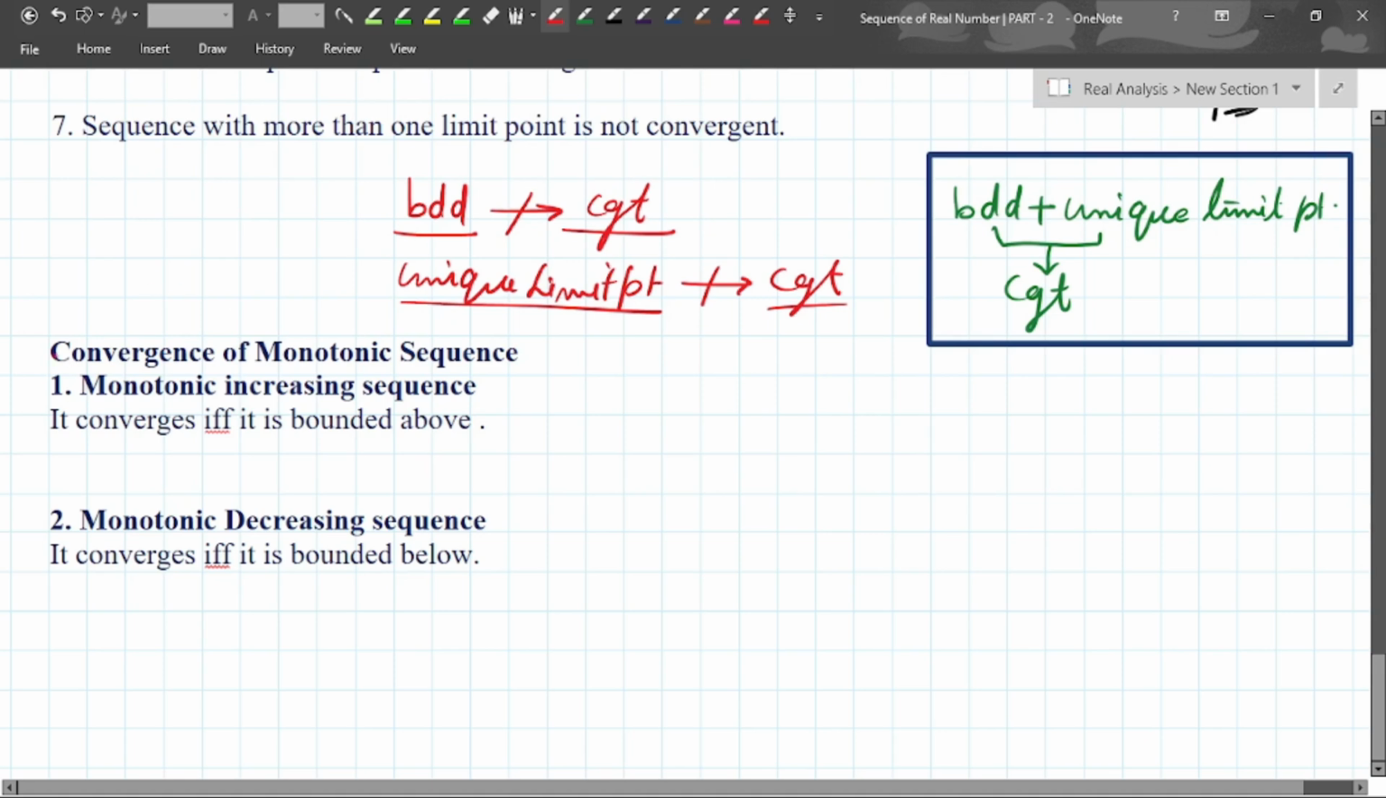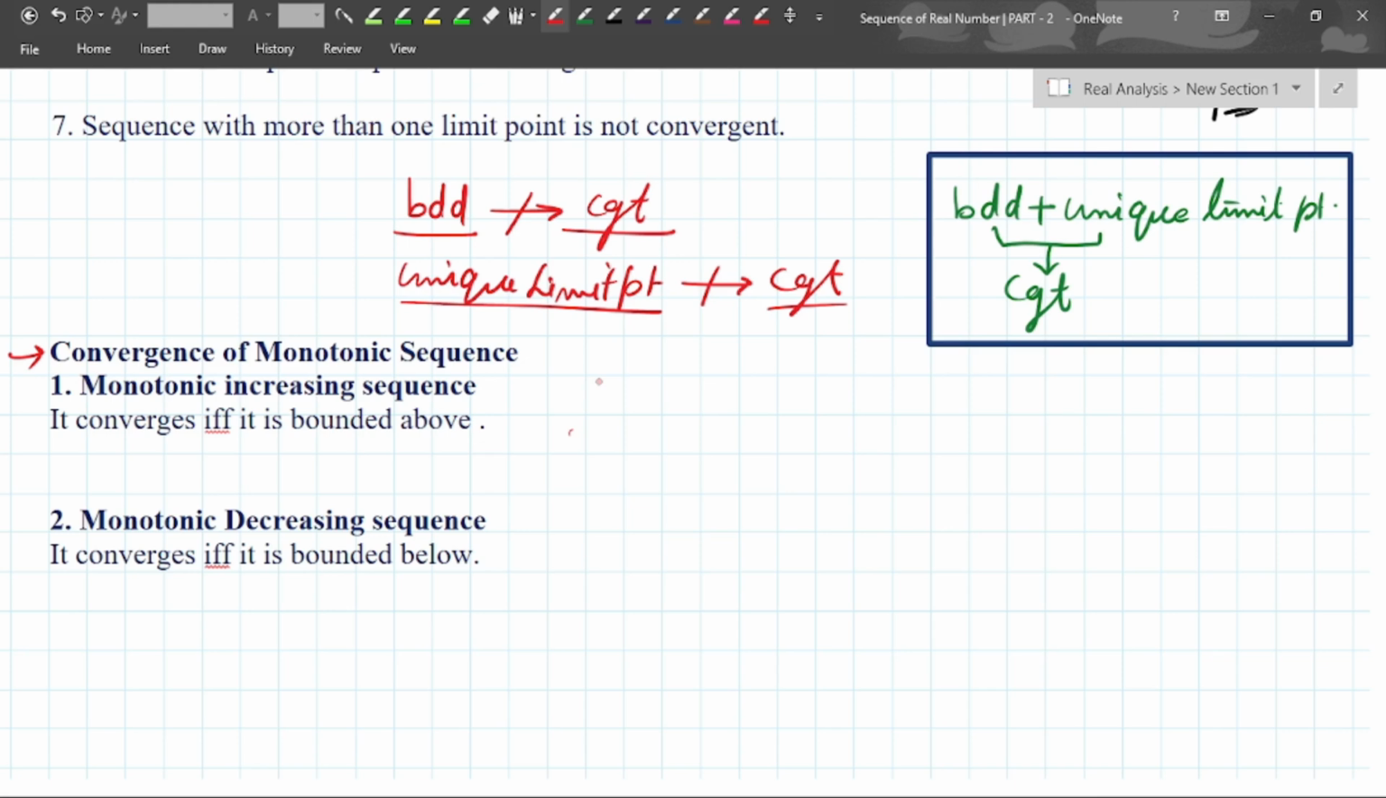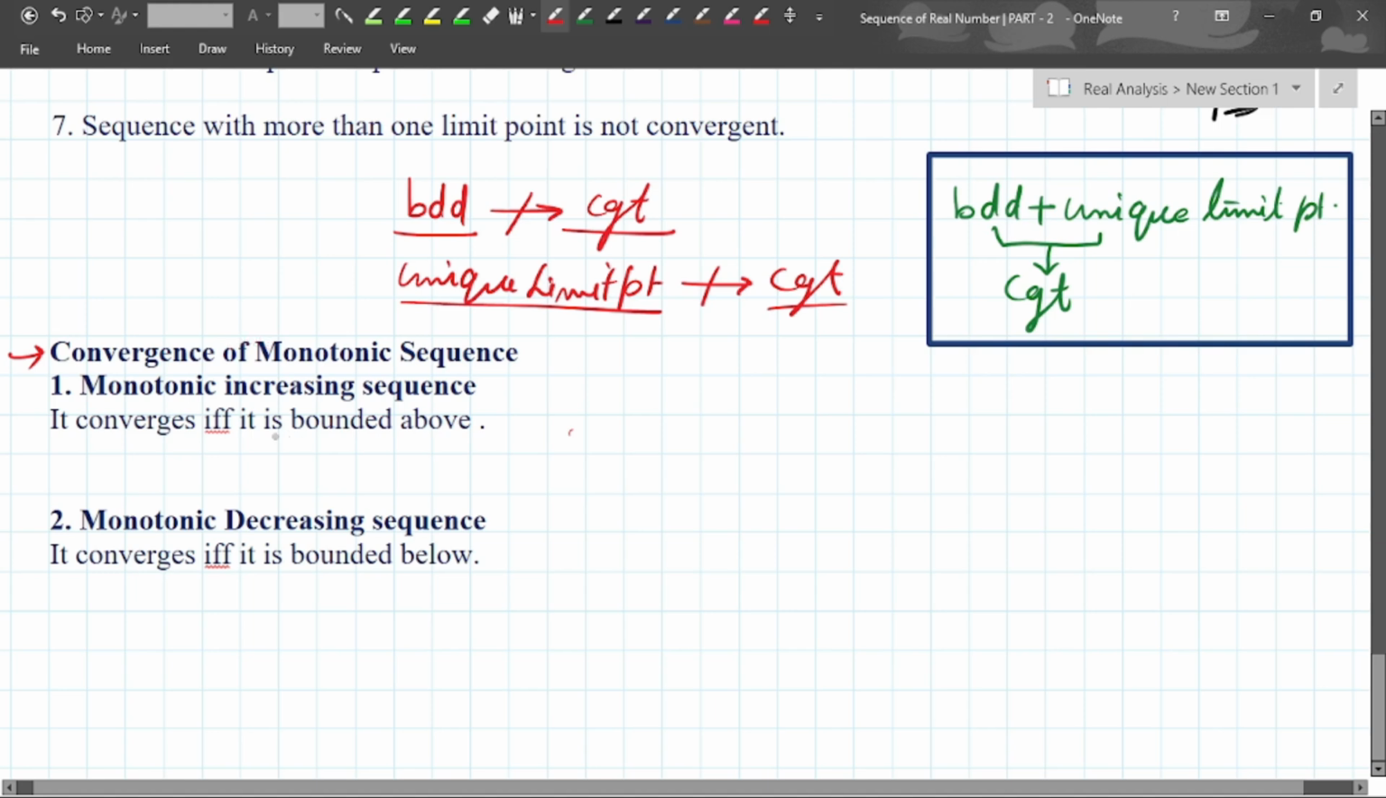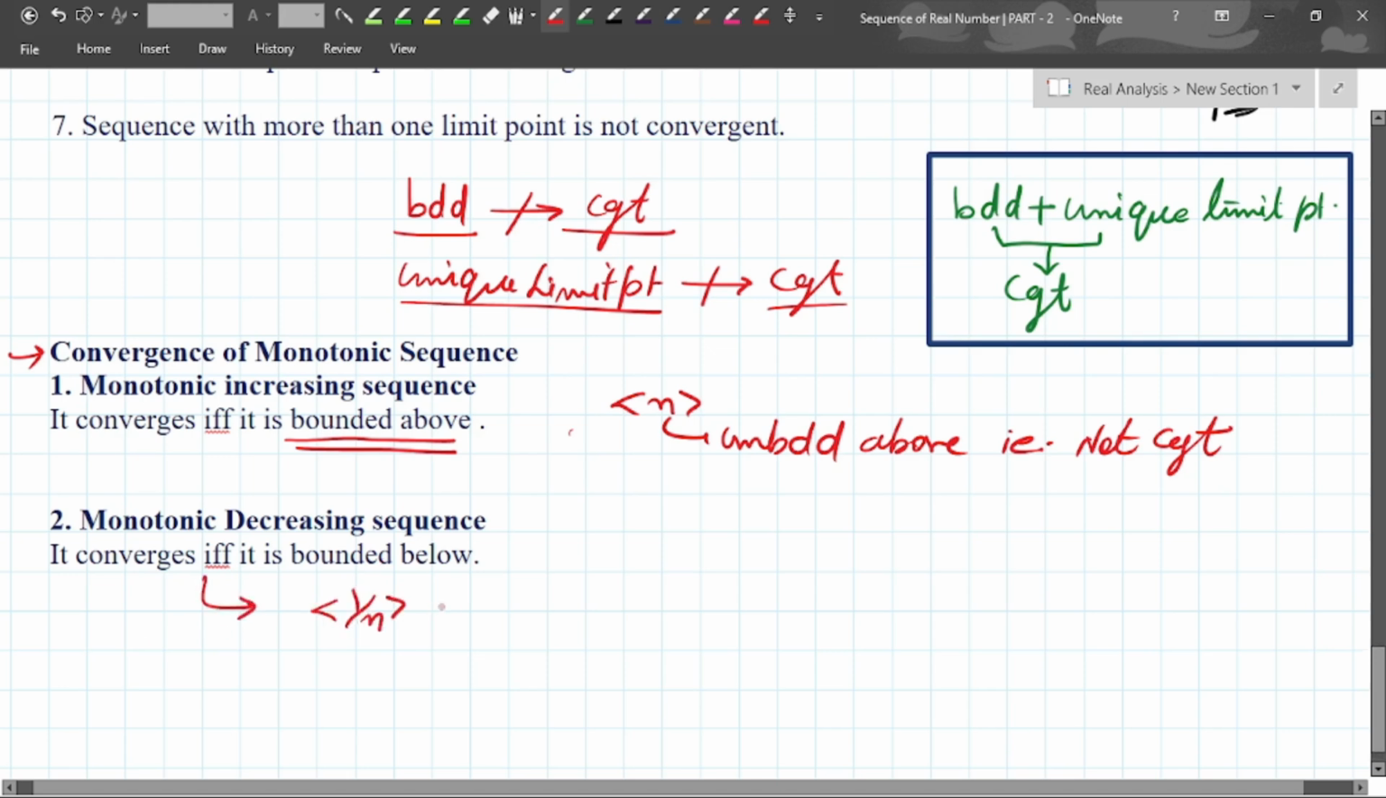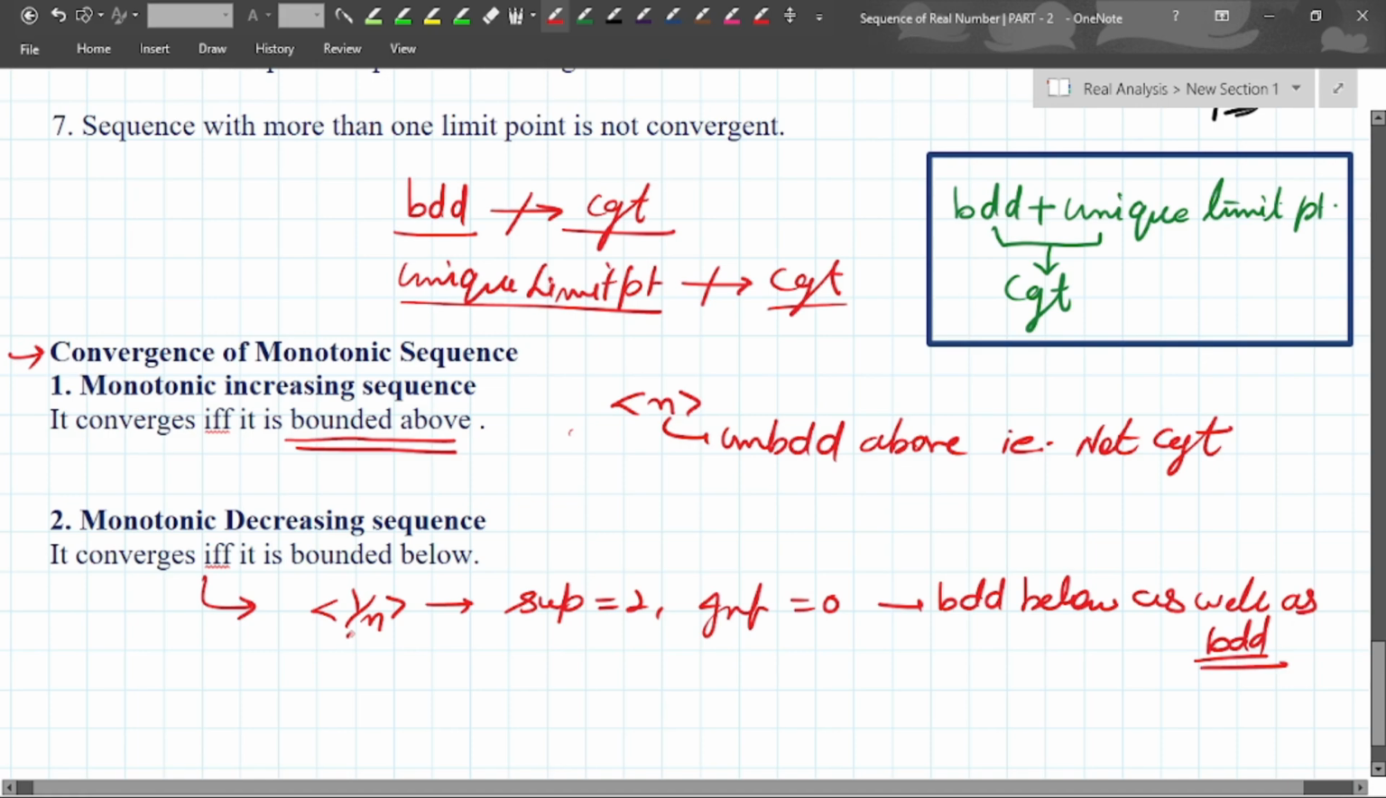Next, we have convergence of a monotonic sequence. A monotonic increasing sequence will be convergent only if it is bounded above. If it is not bounded, for example n, it is unbounded above, it means not convergent. Or let's say monotonic decreasing, if it is bounded below, for example with supremum 1 and infimum 0, it is bounded below as well as a bounded sequence. So it means that it is convergent.